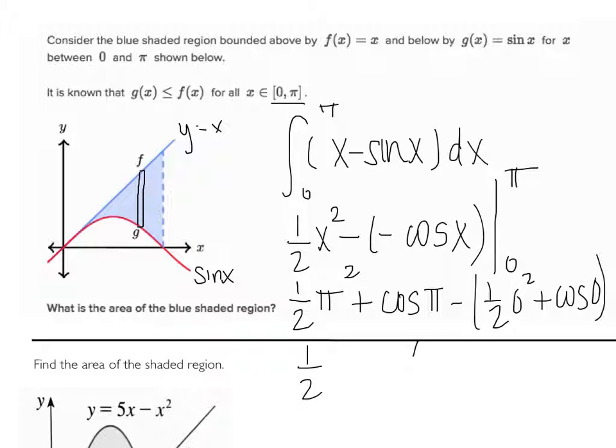We have half pi squared. Cosine of pi is negative 1. We're going to take away 0, and then we're going to take away the cosine of 0, which is 1. So our area is pi squared over 2 minus 2.